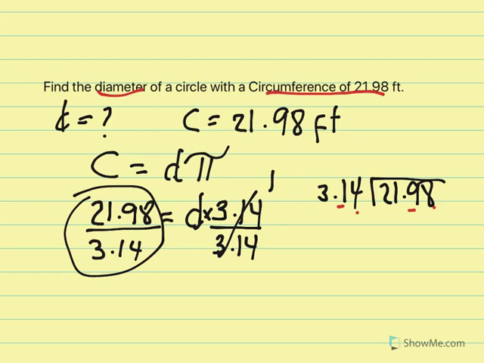So we're going to multiply by 100. So the decimal is going to move two places here, and the decimal is going to move two places here. So now we have 2,198 divided by 314. Okay. So looking at this, I know this is going to go 7 times. So we're going to have 7 times 4.